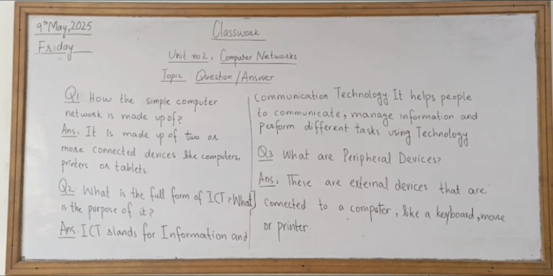Question number 2 is: what is the full form of ICT? That is the first half of the question, and the second half is: what is the purpose of it? So first we have to tell what the full form of ICT is, that is information and communication technology, and the second part of this question is what is the purpose of it, why we are using it.